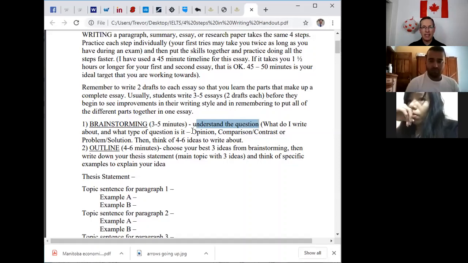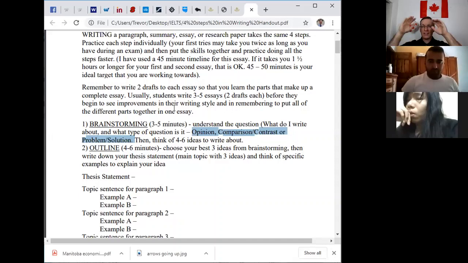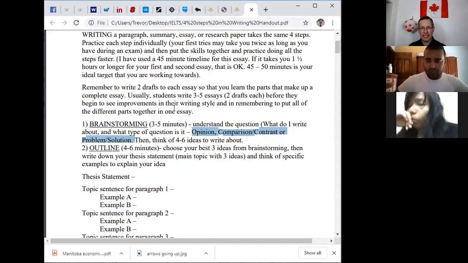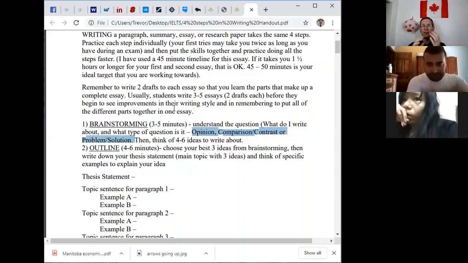And then typically in IELTS, there's one of 3 styles: opinion, comparison contrast, or problem solution. The good news is how you organize it is the same for all 3 styles. You don't need to memorize different formats or styles of organization, but you should have specific parts in this.